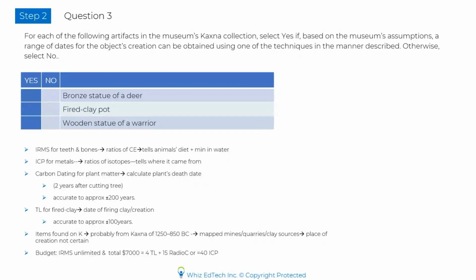For each of the following artifacts in the museum's Kaksna collection, select yes if, based on the museum's assumptions, a range of dates for the object's creation can be obtained. All right. Again, we know that dates can be obtained only for the plant matter and for the fired clay. Not for anything else. We cannot know the date. So it's very simple here that I cannot get the date for this, right? But for fired clay pot, a certain range of dates can be obtained.